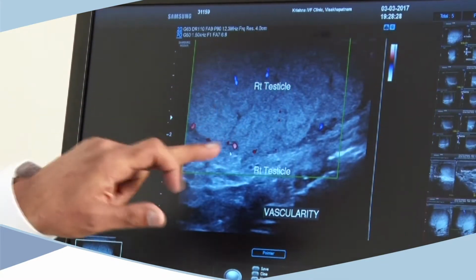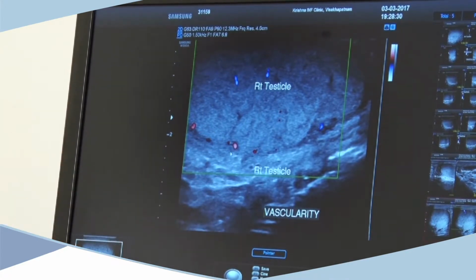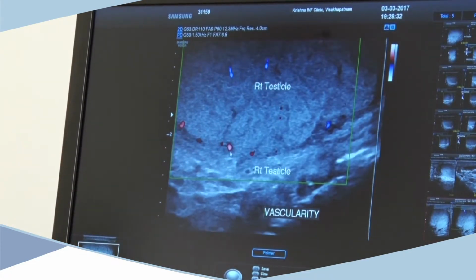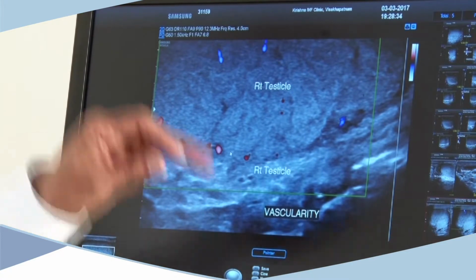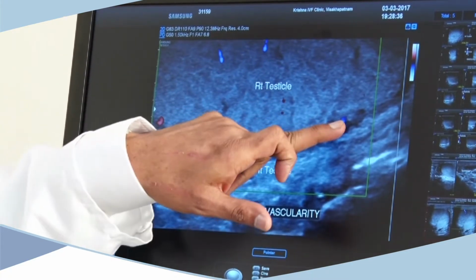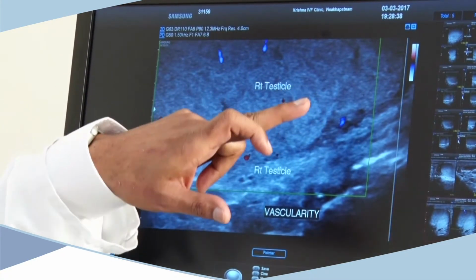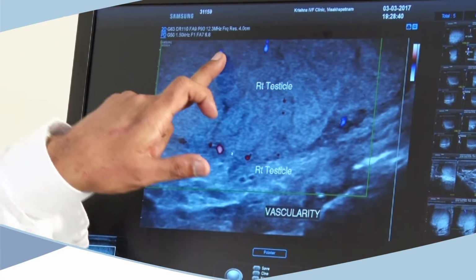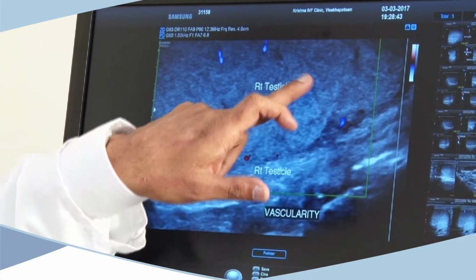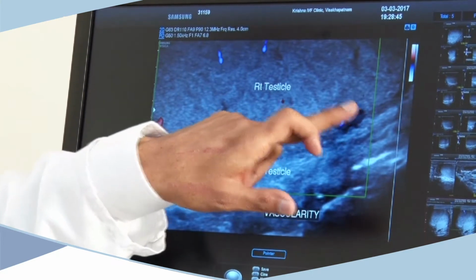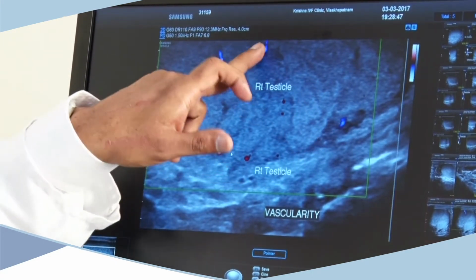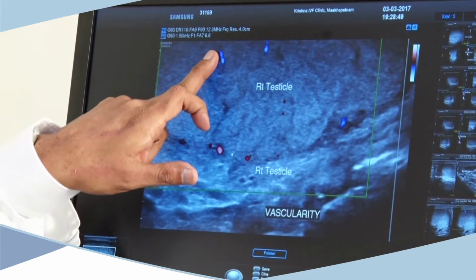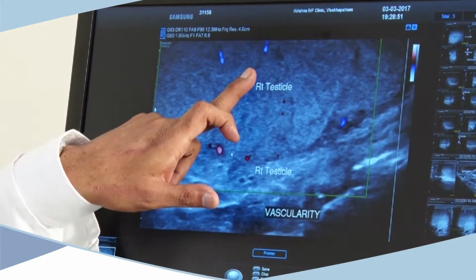Here you are able to see the blood flows of the testis using this probe, where I can magnify it and see the small vessels that are seen. In cases with absence of sperm, the presence of vessels will sometimes say sperms are there at that particular field, and taking a biopsy at that region will help us to pick sperms in non-obstructive azoospermia.